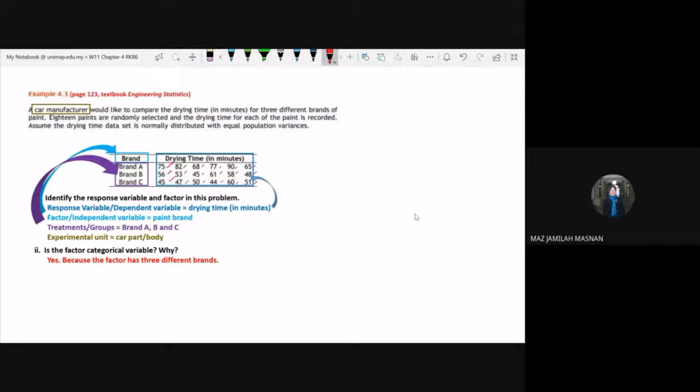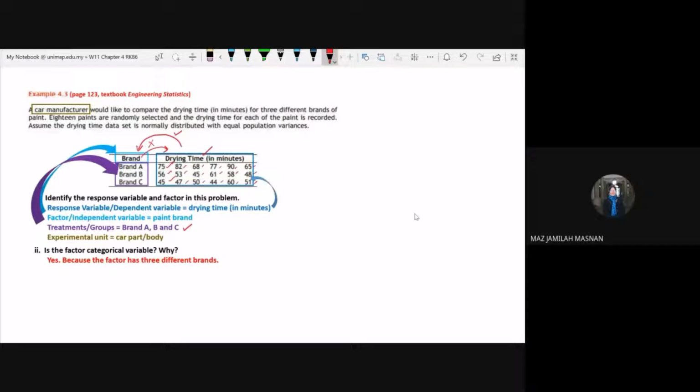And what is our factor, or what we call the independent variable? It means that brand A is not depending on the drying time. Okay, the brand is not depending on our drying time, but the drying time is depending on which brand they are experimenting with. Okay, so that's why we call drying time the dependent variable or response variable, and brand A, B, and C the factor. The brand is the factor, and brand A, B, and C is what we call our treatment. That will be the levels of the factor that we have in our experiment.